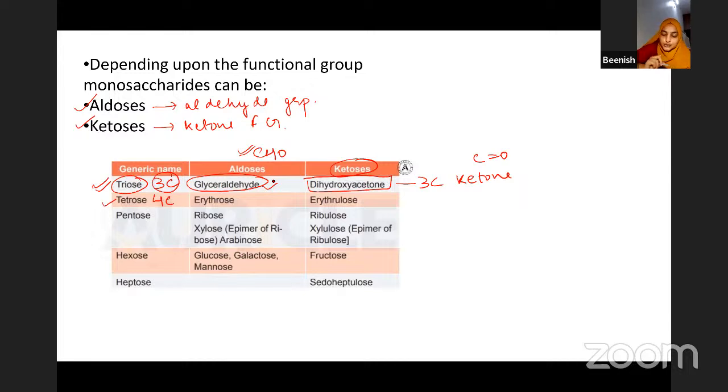Similarly, you have pentoses. The 5 carbon aldoses are ribose, xylose, and arabinose. And your ketoses for 5 carbon are ribulose and xylulose. Then the most important, hexoses. They are your glucose, galactose, and mannose. And your ketohexose is your fructose. So your fructose is your ketohexose. And your glucose, galactose, and mannose are your aldohexoses. Okay.